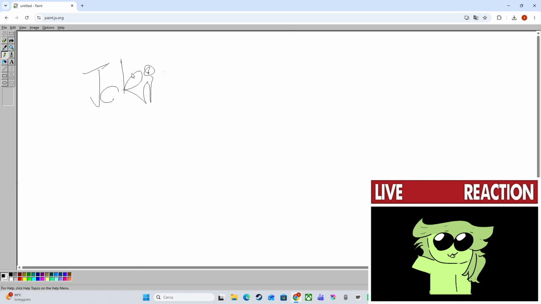So, Toki Pona, which is also written like this. It's a language that isn't spoken anywhere in the globe. Instead, it's a language made by the Canadian linguist Sonja Lang.